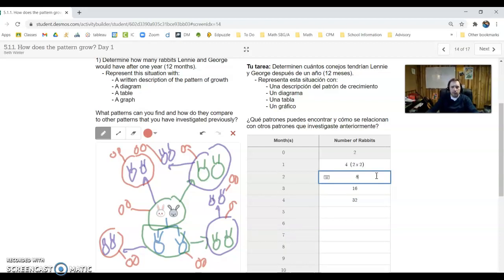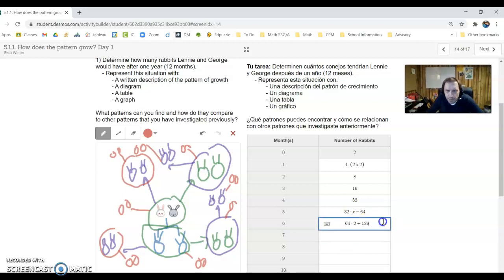This next one we have 4 times 2 to get 8, 8 times 2 to get 16, 16 times 2 to get our next one. So our next time we're going to say 32. 32 times 2 is 64 rabbits that next month. Then we're going to do 64 times 2 and get 128. So go ahead and fill out the rest of the chart.